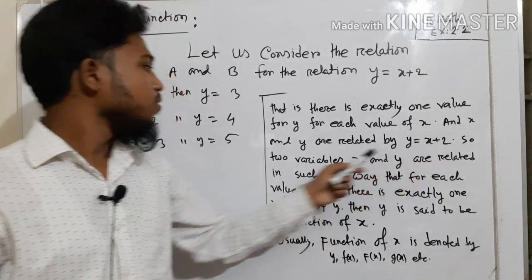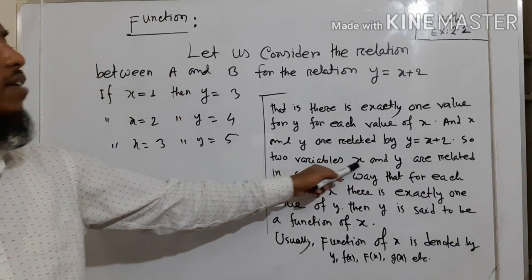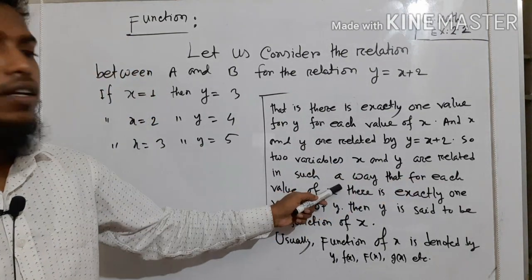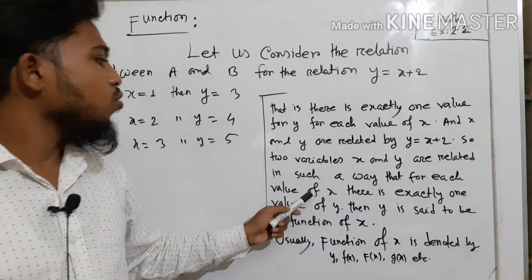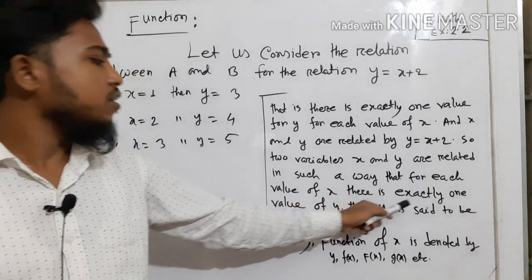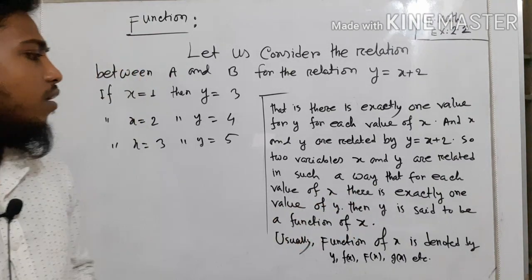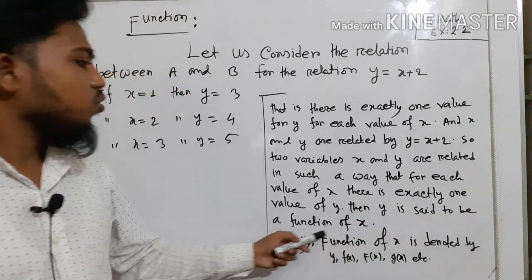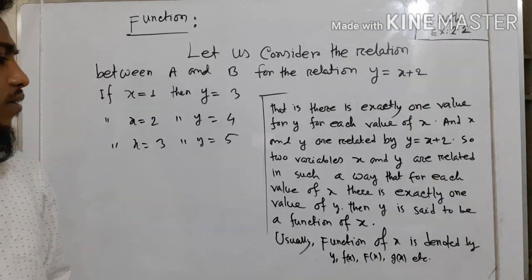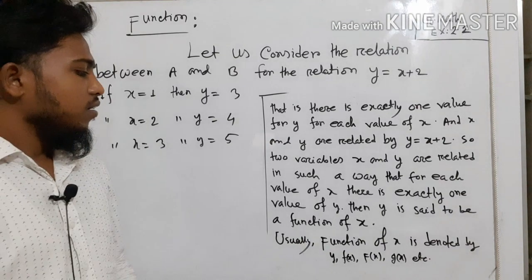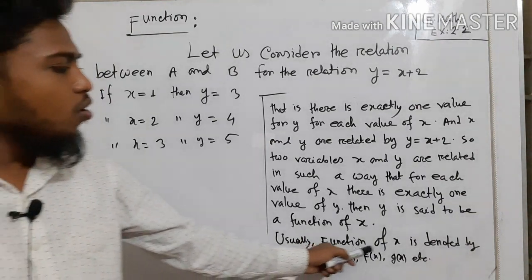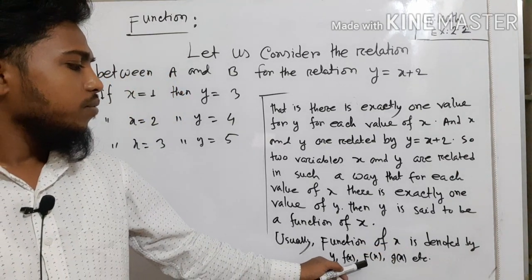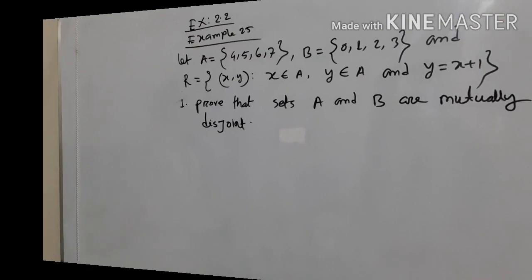So, the two variables x and y are related in such a way that for each value of x there is exactly one value of y. Then y is said to be a function of x. Usually a function of x is denoted by f(x), F(x), g(x), etc.